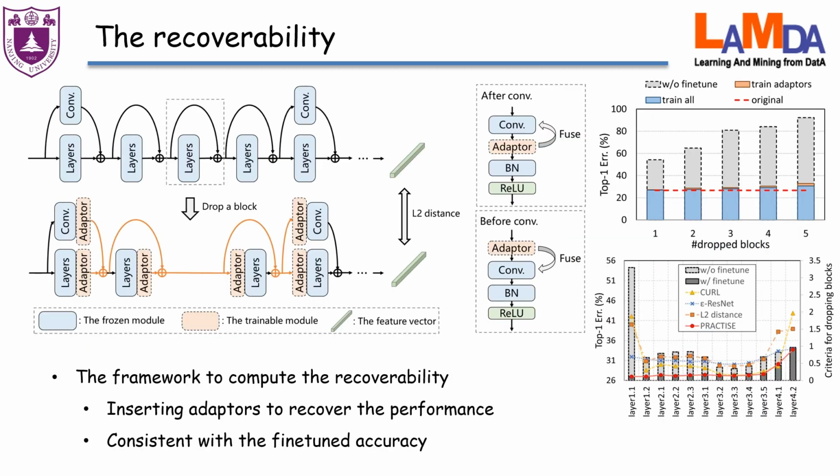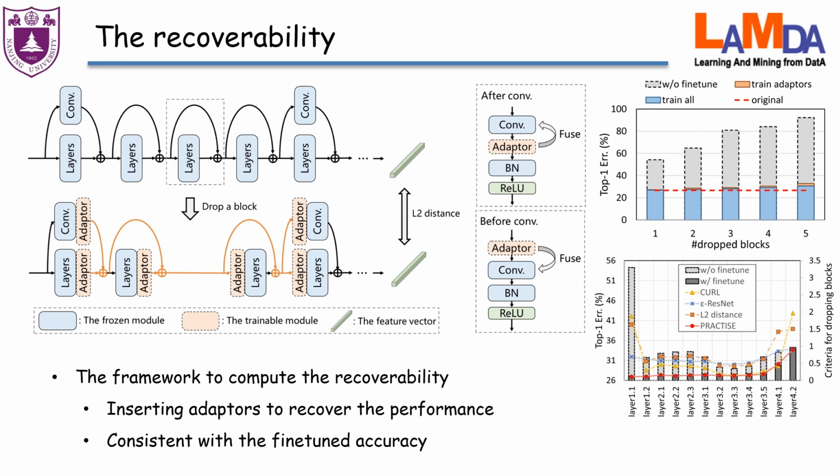To further improve dropping blocks, we study how to choose blocks to drop. Different from previous works that neglect the fine-tuning process, we argue that an effective metric should be consistent with the fine-tuned accuracy. To this end, we propose a new concept, namely recoverability. Recoverability measures the ability of a pruned model to recover accuracy. Here is the framework to compute the recoverability.